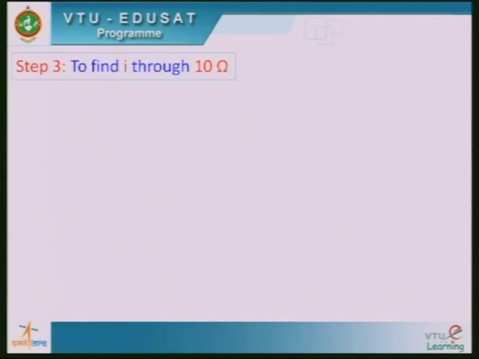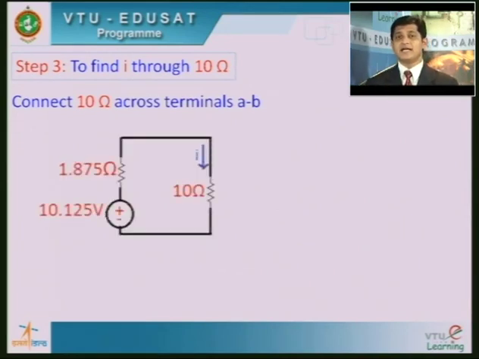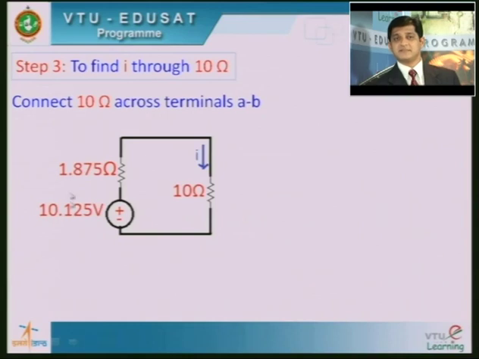So now to find that current I, we need to reconnect that 10 ohms. To find I through 10 ohms, you need to connect 10 ohms across terminals AB, and when you do that, it looks like this. So these are what we have obtained by Millman's theorem, and once you have this, bring this 10 ohms back so that you have a complete circuit. And the current I starts flowing here. And to find I, what would you do?